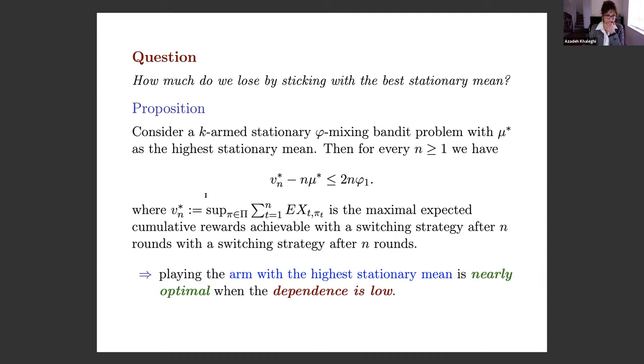So here we can already quantify how much we lose by not going with the best switching strategy, right? We can quantify the difference between only going for the best stationary mean and going for the best switching strategy. We can say this is upper bounded by something that reflects the dependent structure of the process.